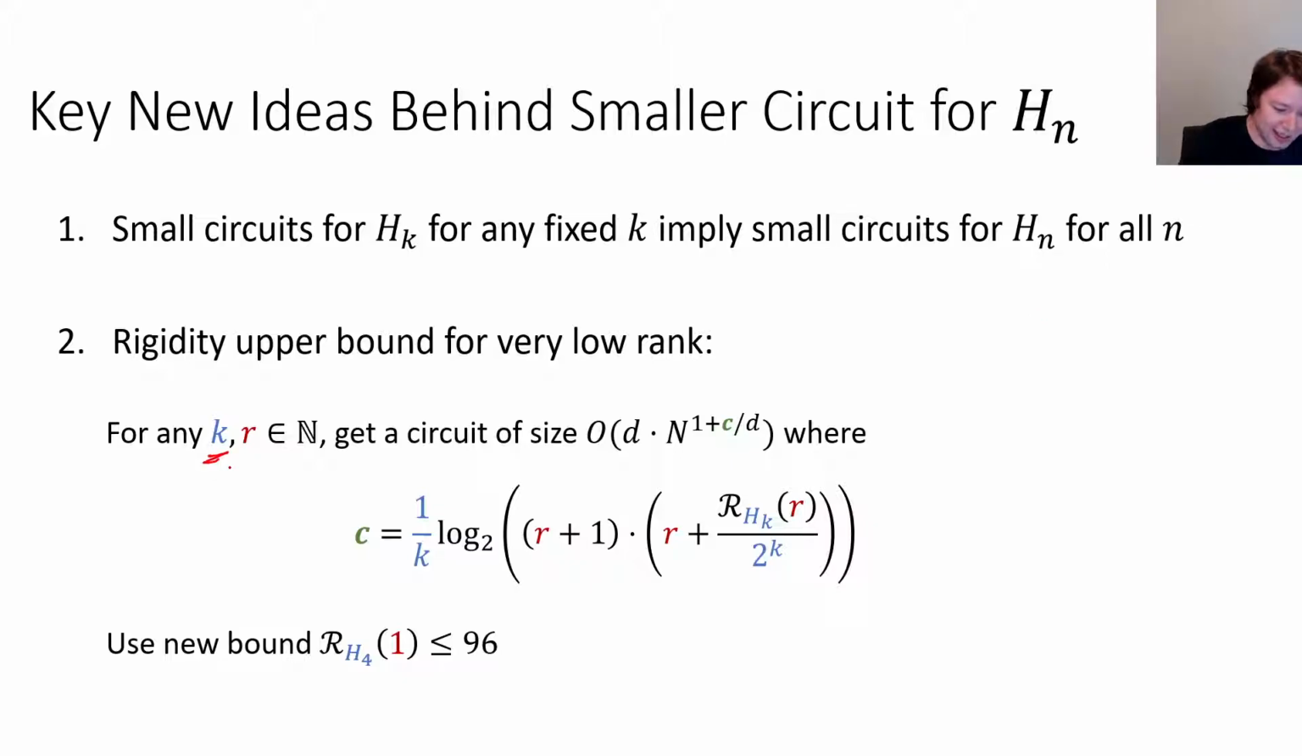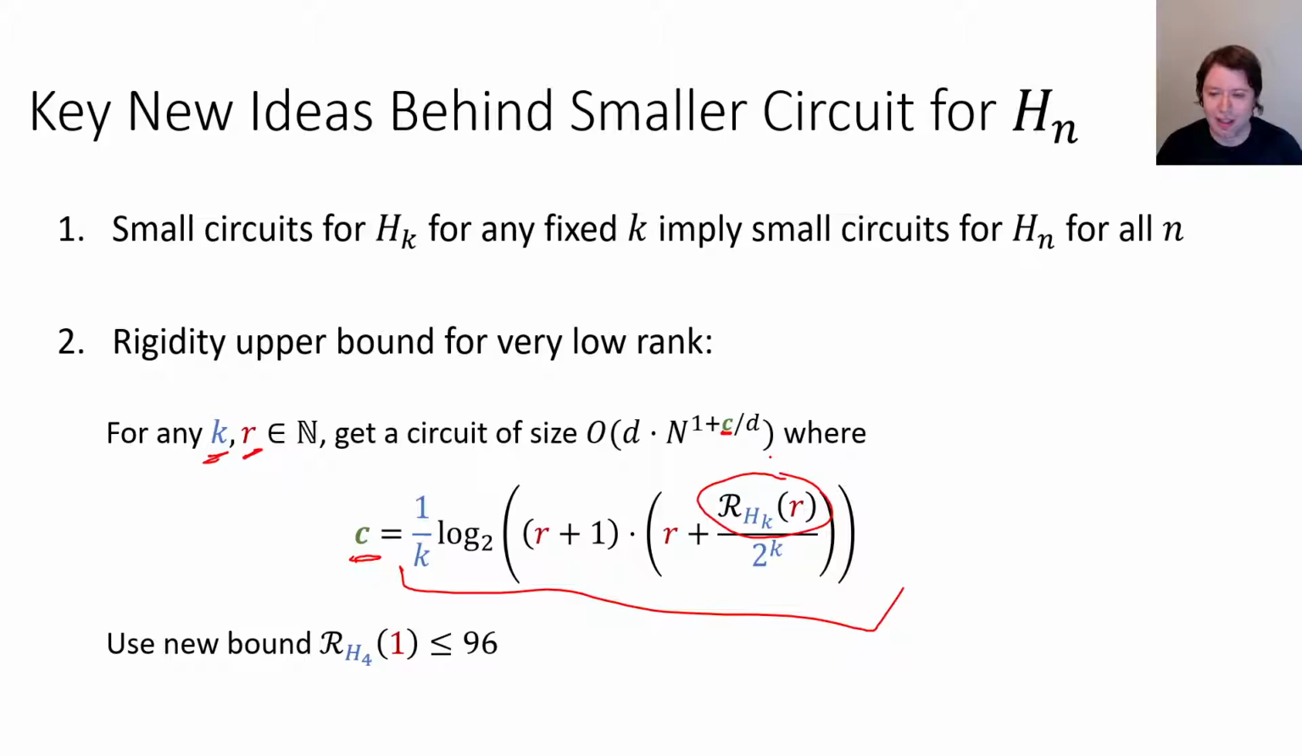So we show here the parameters, the details are not super important, but you can fix any k, so any particular Walsh-Hadamard transform matrix, and any target rank R, and compute the rank R rigidity of H_k. Then, using it, you can get a linear circuit of size d times n to the 1 plus c over d, where c is defined like this. It's this expression depending on k and r and the rigidity. And in particular, if you get a smaller upper bound on the rigidity of this Walsh-Hadamard transform, you get a better bound on the number c. And if you can get this number c to be some constant less than 1, then you have improved on the fast Walsh-Hadamard transform.